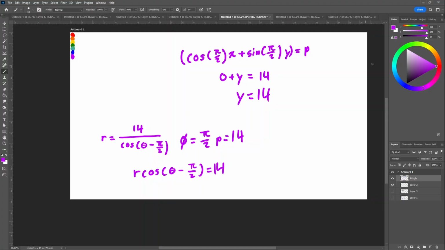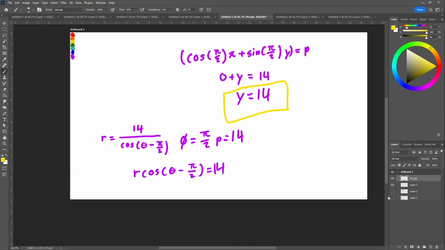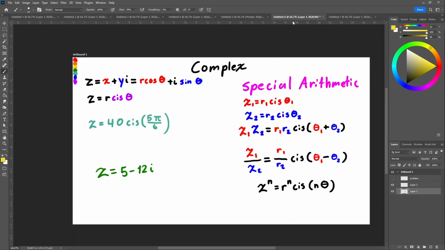I was leading myself onto nowhere. But that would be our final answer for that question. And looking at the other question, do you see how we converted it in both ways, from Cartesian to polar and polar to Cartesian? Next, we have a little bit more complex stuff using complex numbers.